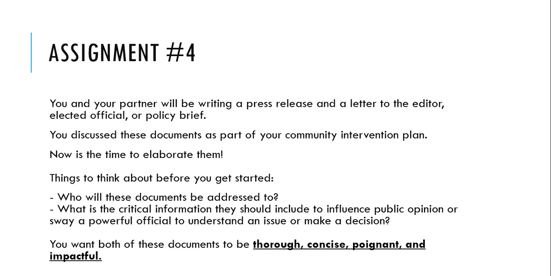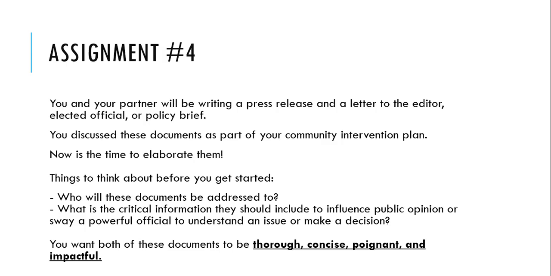Help make connections for people to understand the data that you've presented, and then to be able to answer the question, so what? What am I supposed to do about this? You want them to walk away from whichever document you're presenting, whether it's a press release, a letter to the editor, a letter to an elected official, a policy brief, with some specific ideas for how to take your information, the data that you've provided, to answer the question, so what? What am I supposed to do next?